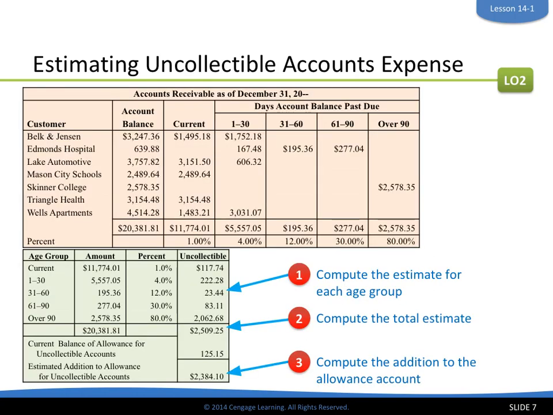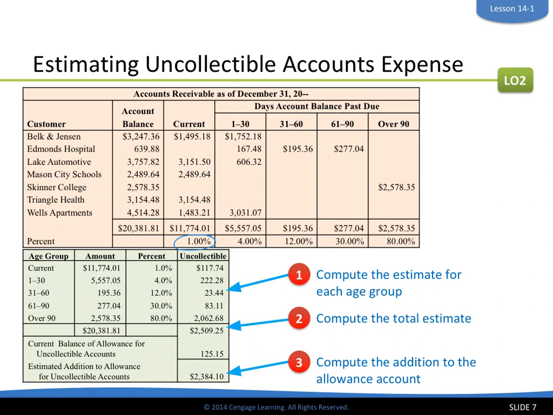Okay, so now we are looking at an estimate of uncollectible accounts expenses, and these are being calculated based off of percentages. So we're looking at the accounts receivable and we're calculating what we think is going to be uncollectible based off of a percentage. So our current percent is just 1%. So we look at all of our current accounts and we just take 1% of those that we believe are not going to be collectible.